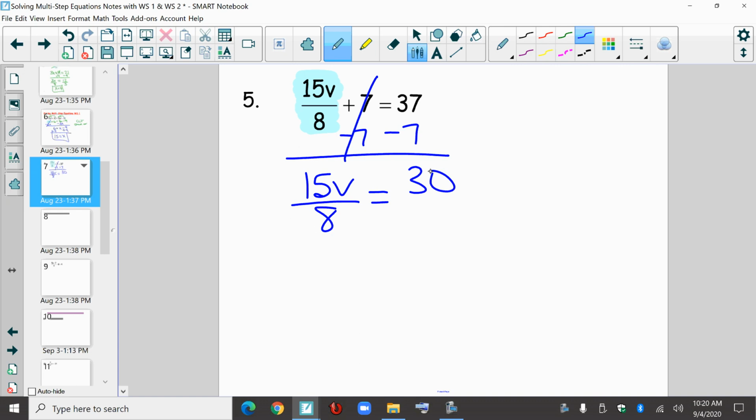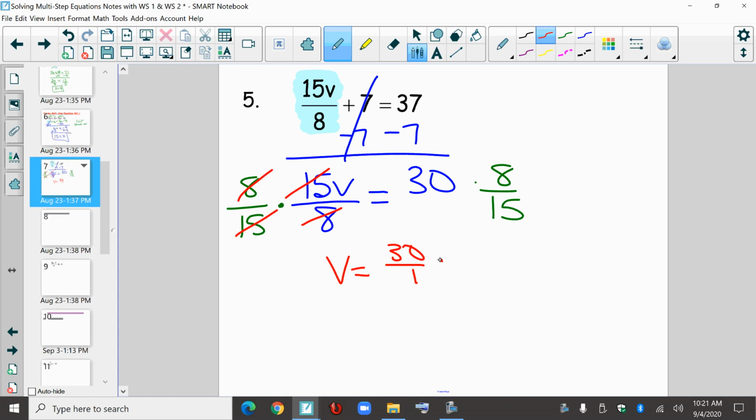Okay? So now, how is the 15 over 8 attached to the v? By multiplication. So what we are going to do is the opposite of that, which is divide. But when you divide by a fraction, this is where you multiply by its reciprocal. The reciprocal of 15 over 8 is going to be 8 over 15. Okay? So from left to right, the 8's cancel out, the 15 cancels out, and I have v is equal to 30 over a 1, and then the 8 over the 15 stays.